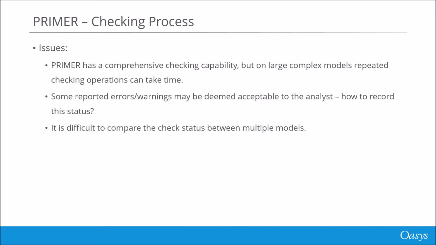So what issues do we currently have with that process? Primer has a comprehensive checking capability, but on a large complex model, repeated check operations can take some time. Some reported errors and warnings may be deemed acceptable to the analyst, so how do you record that status? And it's difficult to compare the check status between multiple models at the moment.